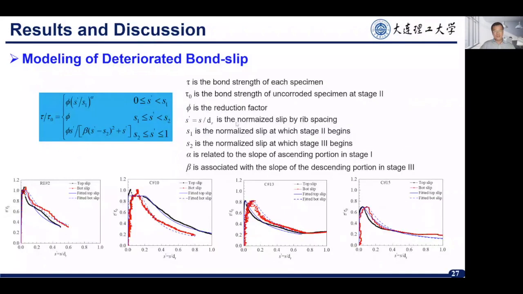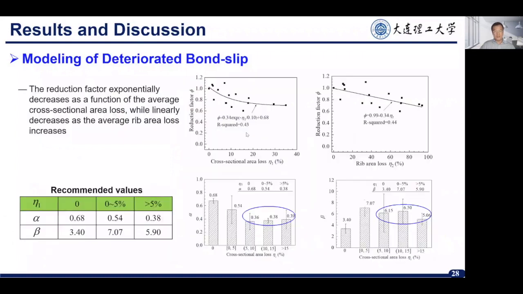And after fitting, we can get some parameters. We extracted some parameters, and this shows the relationship between the reduction factor and the corroding area loss, eta 1 and eta 2. We can see the reduction factor decreases exponentially with an increase of eta 1, and it decreases linearly with an increase of eta 2. Eta 2 is the rib area loss.